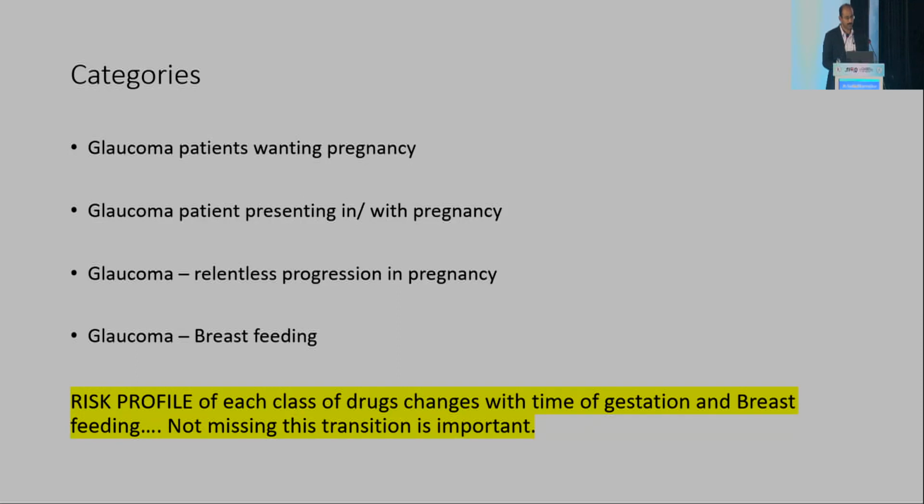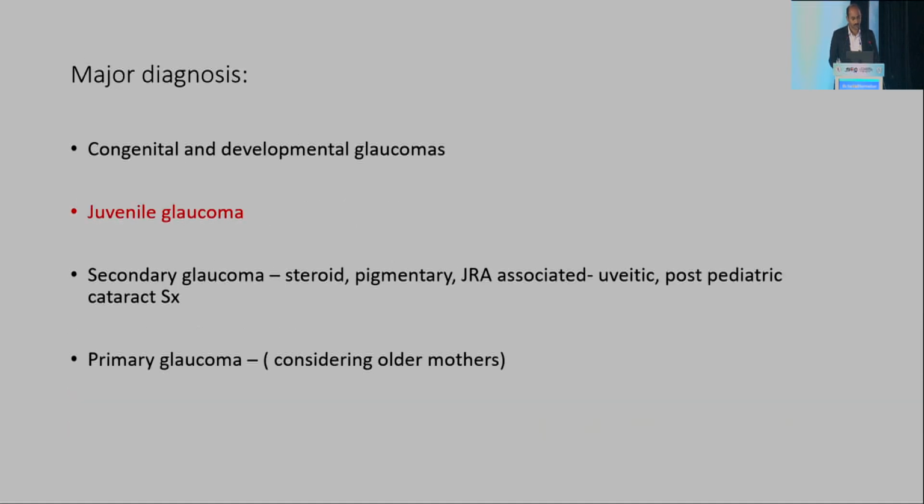So the categories of patients that we may face in this are the glaucoma patients wanting pregnancy, glaucoma patients presenting with pregnancy, glaucoma with relentless progression in pregnancy, and glaucoma in breastfeeding. The risk profile of each class of drugs actually changes with time of gestation and breastfeeding, so not to miss the transition is very important. The major diagnoses that we deal with are usually congenital and developmental glaucomas, juvenile glaucomas, secondary ones with steroid, pigmentary, GRA associated, uveitic and post-pediatric cataract surgery, and also some primary glaucomas considering the older subset of population.